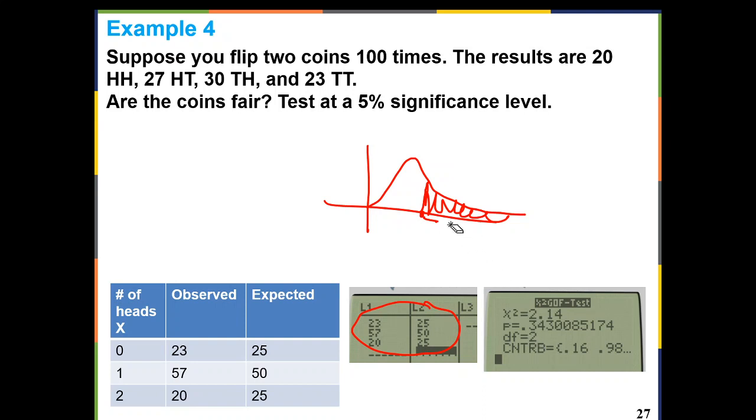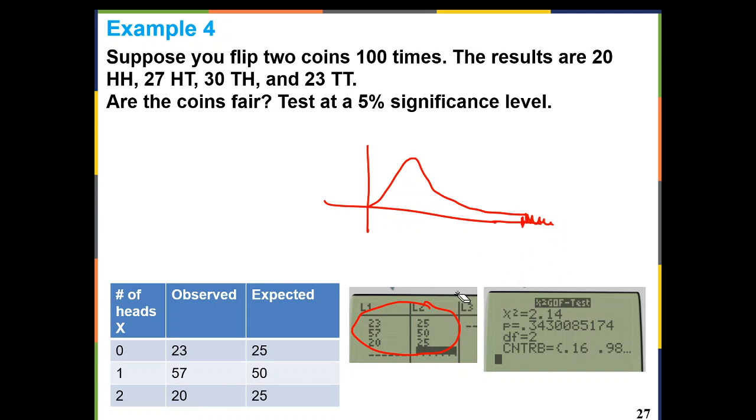Now, if our test stat ended up being something over here, and the probability of getting that number or bigger would be maybe 0.0001, then we would reject, of course. We would say no, if the coins were fair, then we wouldn't get this. The only way we could have gotten this number is with this probability, which is really small.